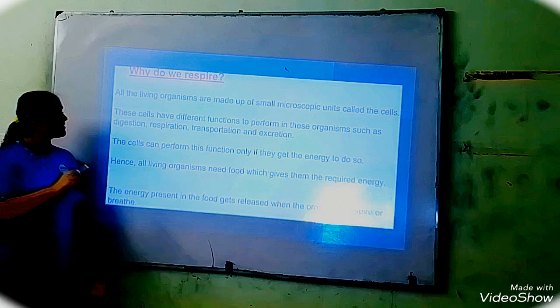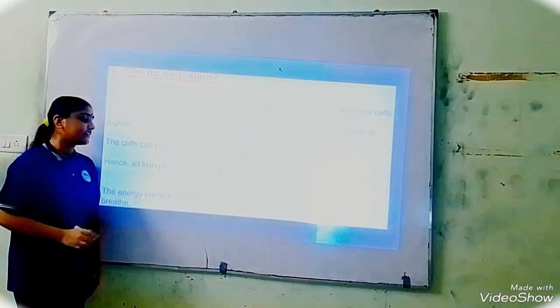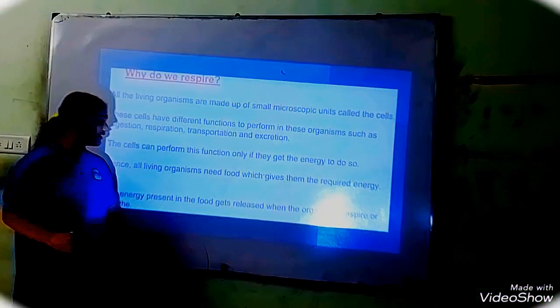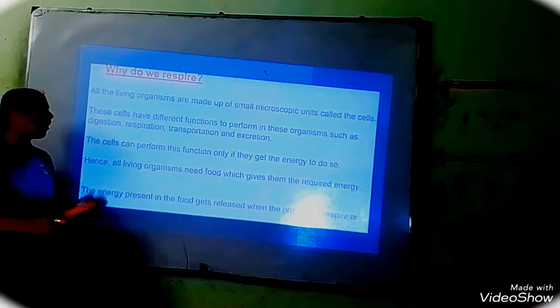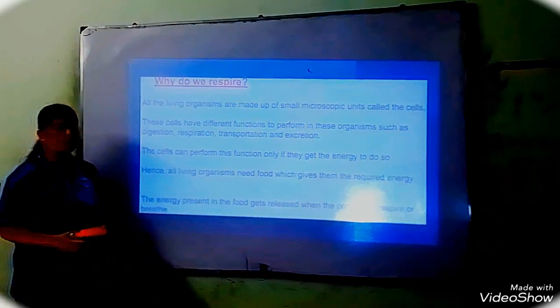Functions, the cells need and require energy. The energy present in the food gets released when the organism respires or breathes. Hence, all living organisms need food, which gives them the required energy.